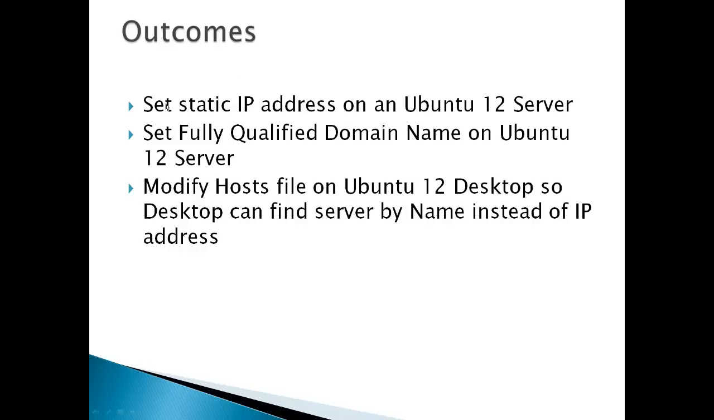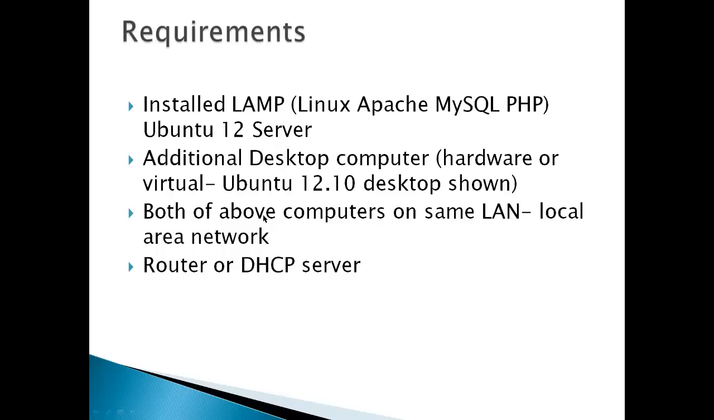So the outcomes for this are you're going to set a static IP address in Ubuntu 12 server. I'm using Ubuntu 12.10, but you can also do this with Ubuntu 12. Set your fully qualified domain name on Ubuntu 12 server. And then modify the host file on Ubuntu 12 desktop so that the desktop can find the server by name instead of an IP address. Requirements are installed LAMP, Linux, Apache, MySQL, PHP, Ubuntu 12 server, an additional desktop computer, hardware or virtual, Ubuntu 12.10 desktop is shown, and both above computers are on the same LAN, local area network, and a router or DHCP server.